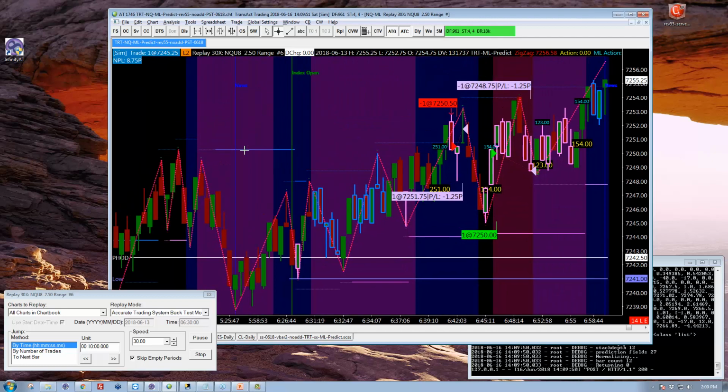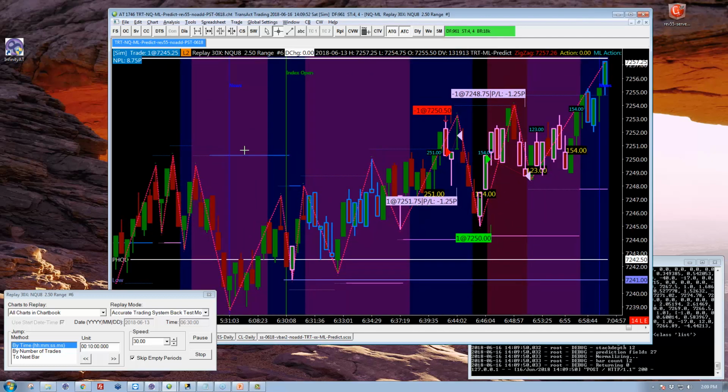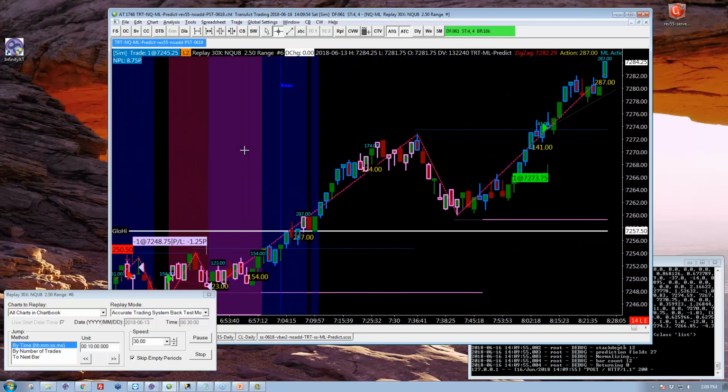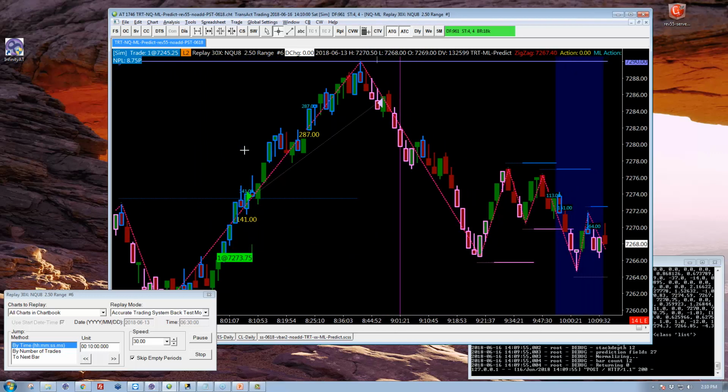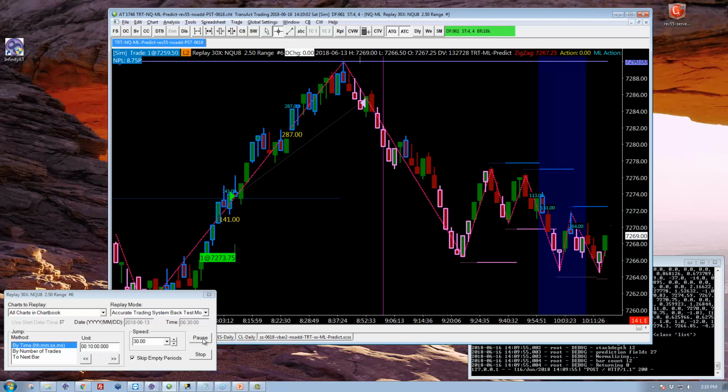We'll talk about the logic and how it all works today. When you see the black background, the normal background, that means there is no restriction. It's just saying the market's not choppy.